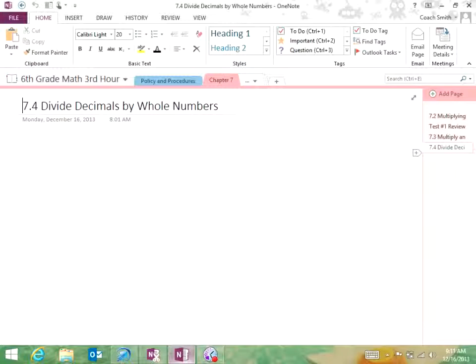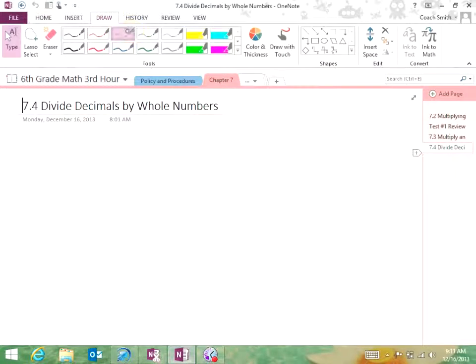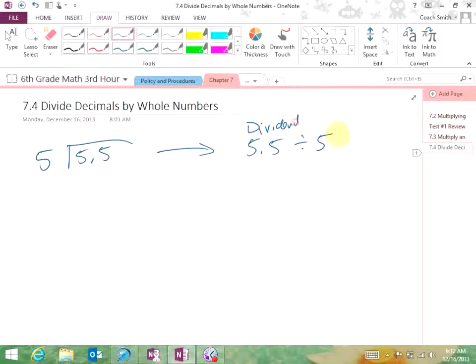All right. So what we're talking about is this. We have the whole number 5, and we're dividing it into 5.5. Let's remind ourselves that if we were writing it horizontally, it would be 5.5, division sign, and 5. Remember, this is the dividend. This is the divisor. The divisor always goes on the outside of our bracket. The dividend is always on the inside of the bracket.